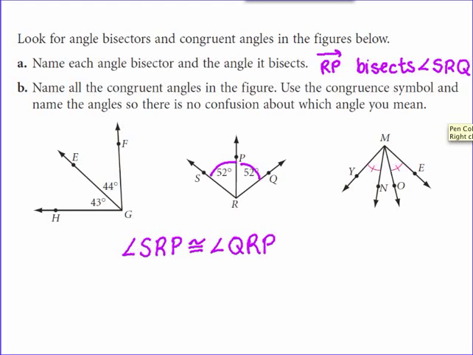Can somebody tell me what another one would be? Angle YMN is congruent to angle EMO. Good. Are there any other congruent angles? Nope, not from what we know right now. Eventually there will be, but for right now, those are the two congruent angles. Any questions over that?